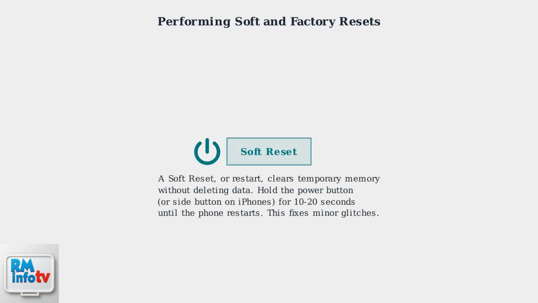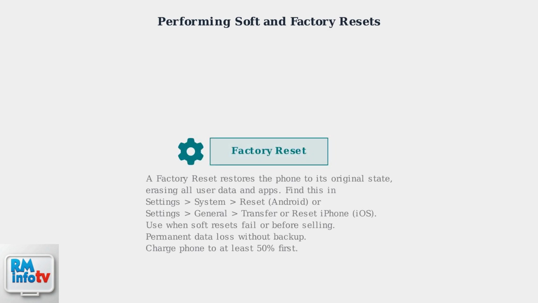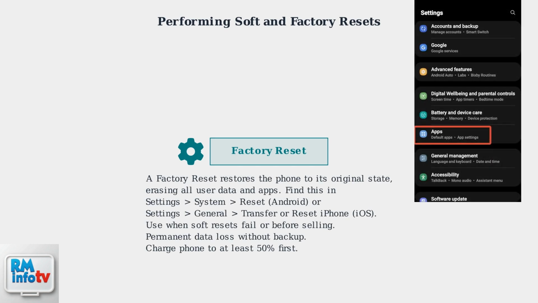There are two main types of resets: soft reset and factory reset. A soft reset, or restart, clears temporary memory without deleting data. Simply hold the power button or side button on iPhones for 10 to 20 seconds until the phone restarts. This fixes minor glitches.